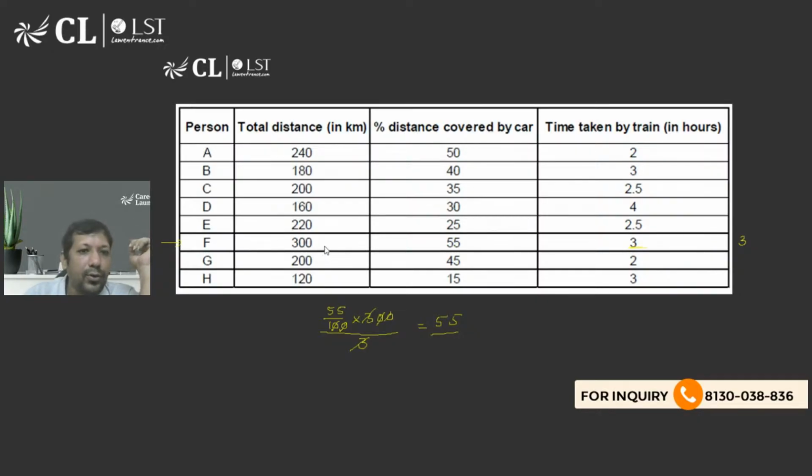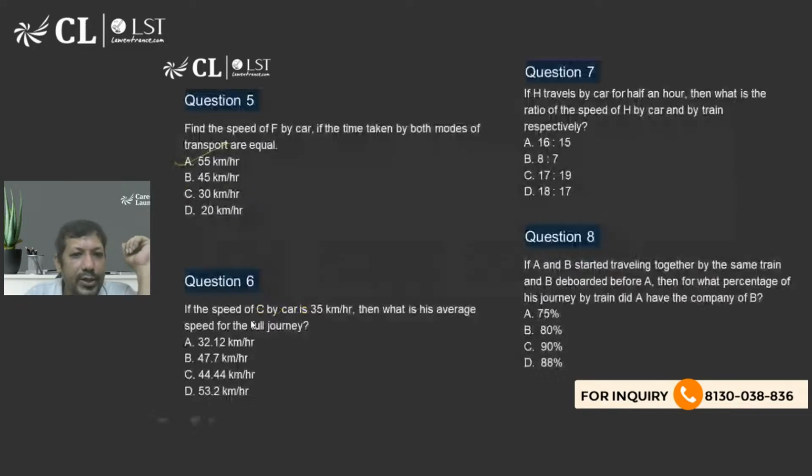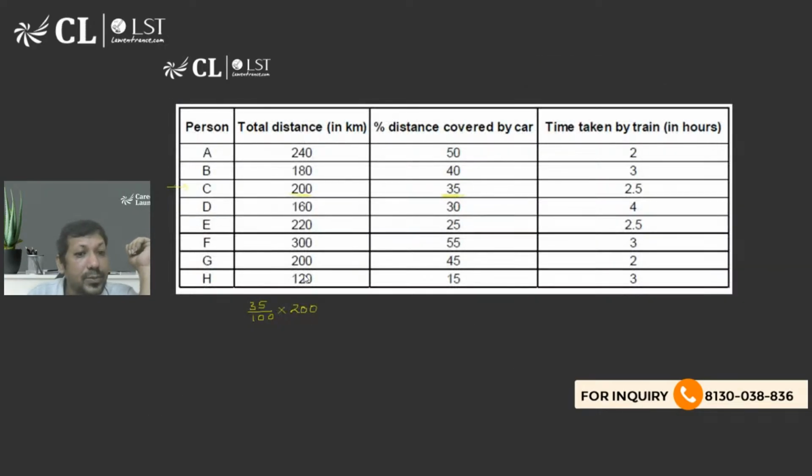Now, if I look at C, what is the total distance traveled by C? That is 200, right? Out of 200, how much distance is traveled by car? That is 35%, so 35% of 200. And that is the total distance. And it is saying that speed is 35. So what is the total time taken?